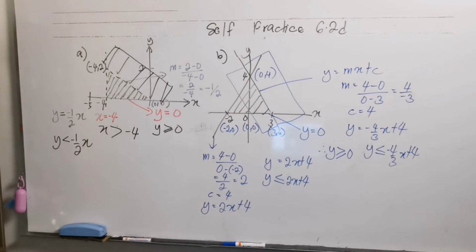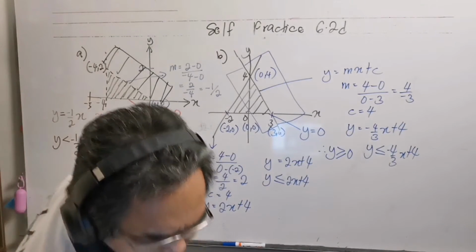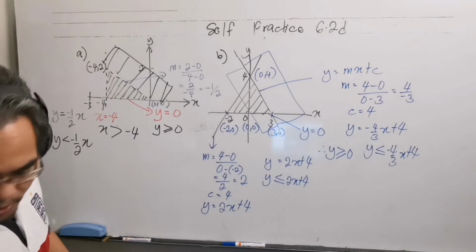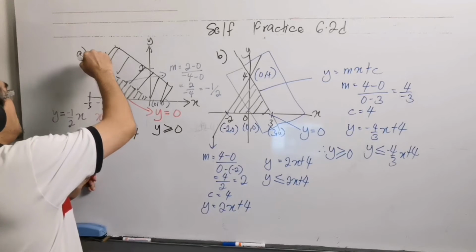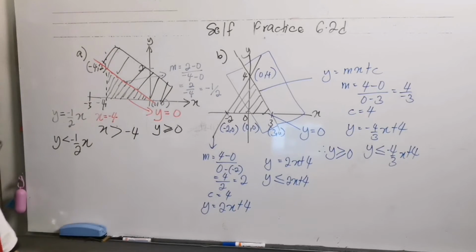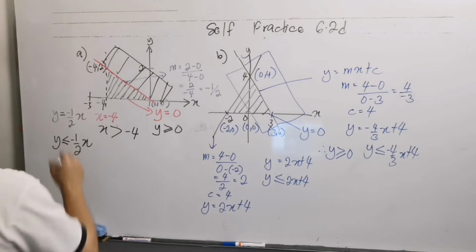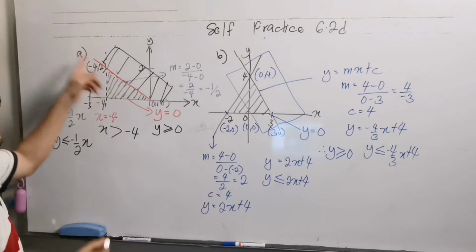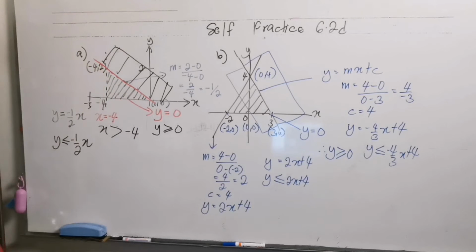Okay, I have made a little mistake here. What mistake? The drawing of that line should be a straight line, not a dotted line. It should be a straight line like that. So the actual answer for this one should be less than or equal to, because it's a straight line, not a dotted line.